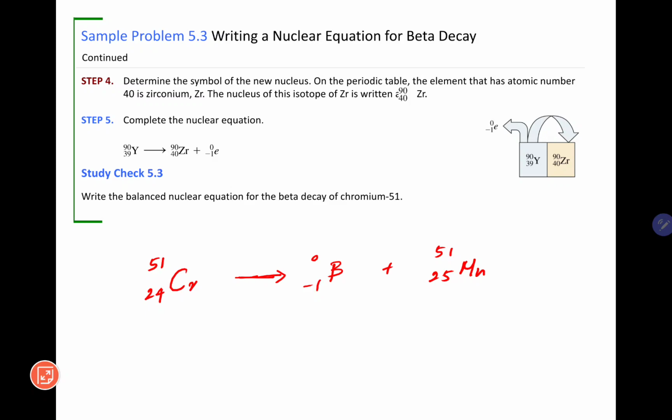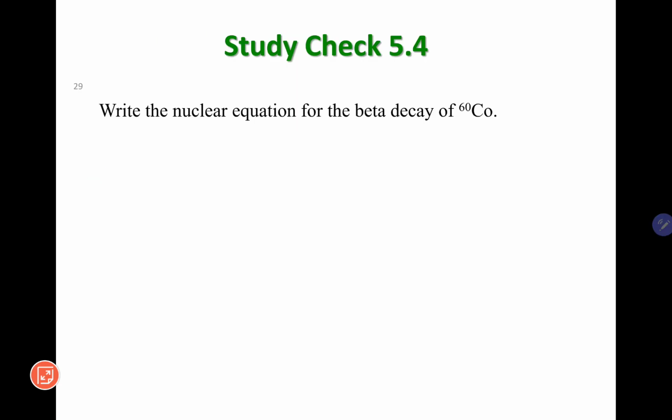Okay, so you will do the atomic number sum, and then figure out the new atomic number. 25 minus 1 is 24 on both sides, okay. And then 51 is the mass number and it is unchanged during beta decay. All right, so here's another study check. You can try it at home, because I have taught you too. I think you can easily figure out this one.